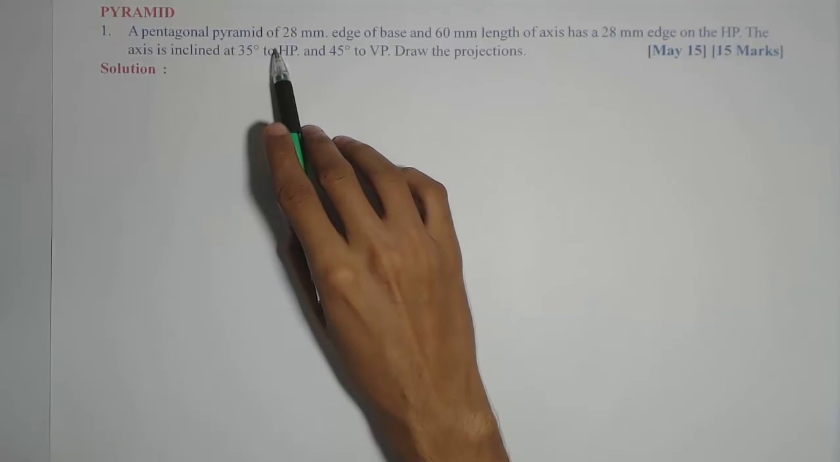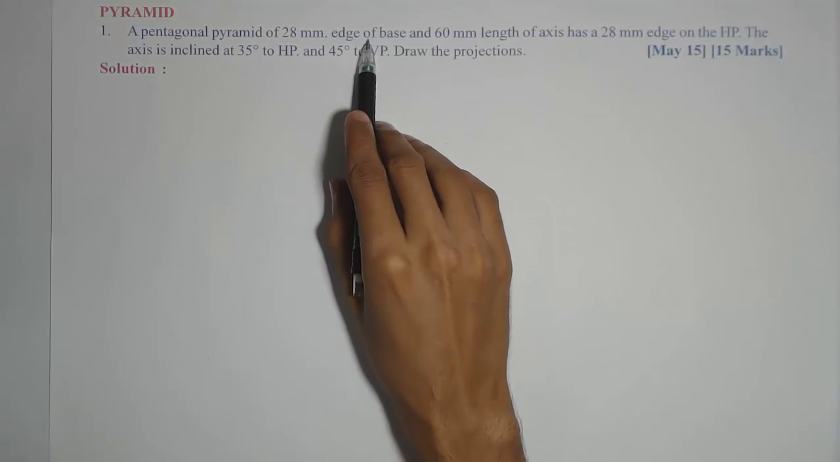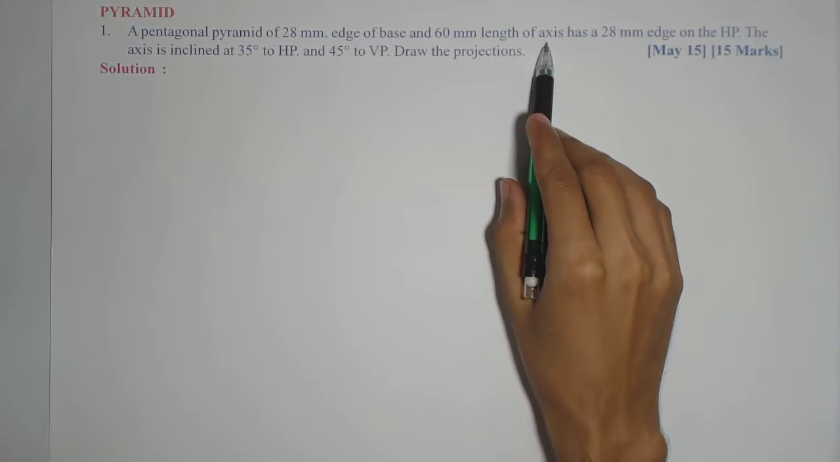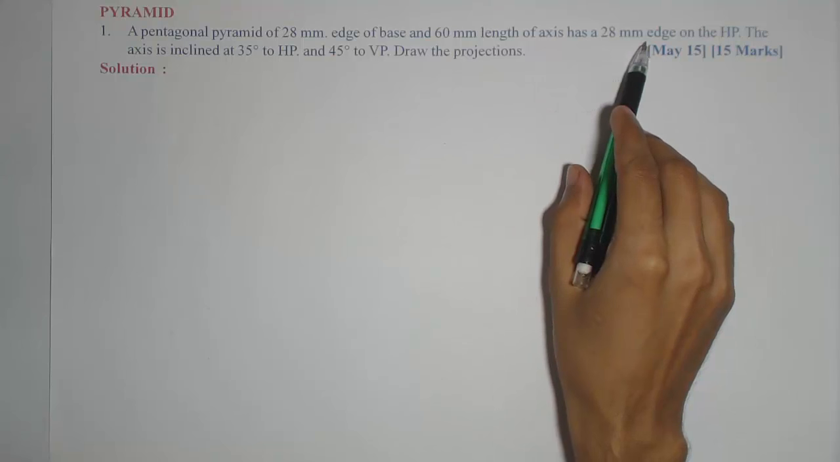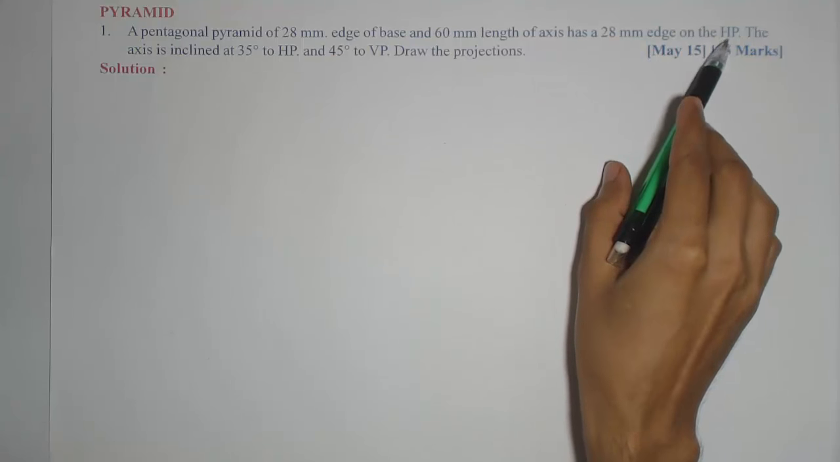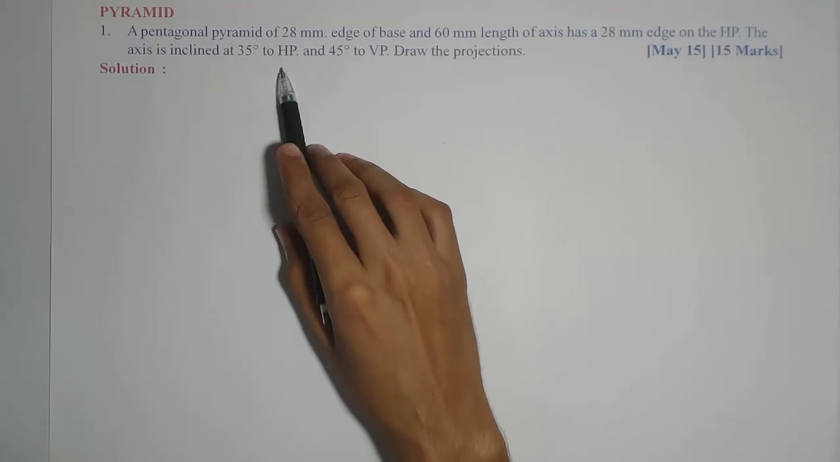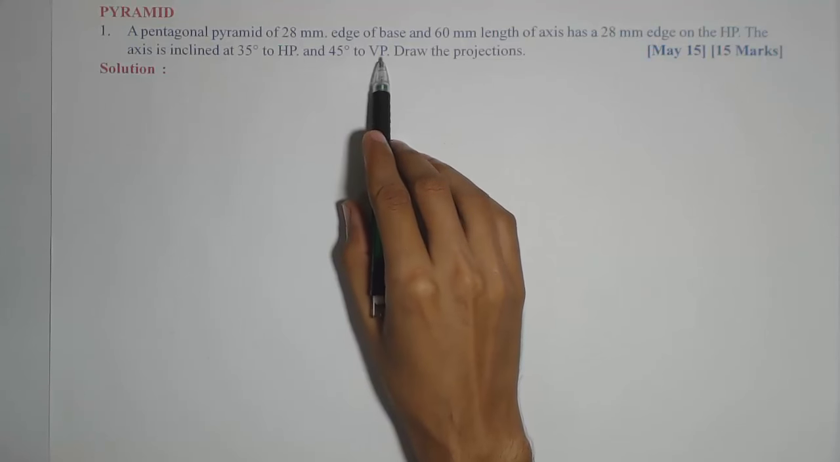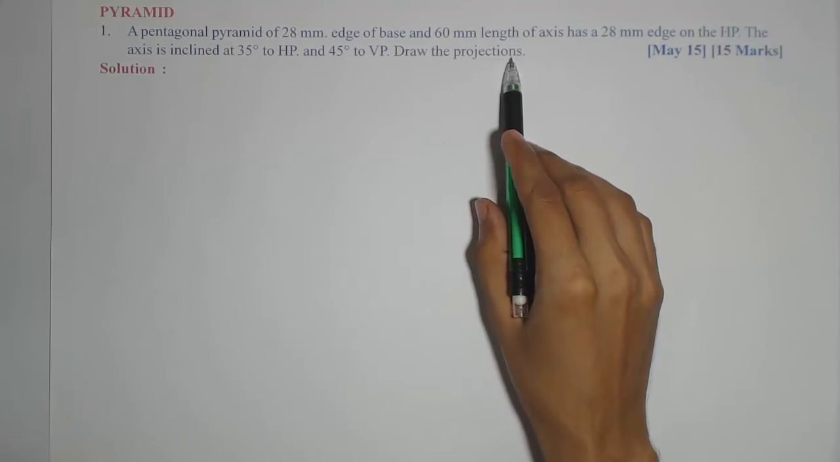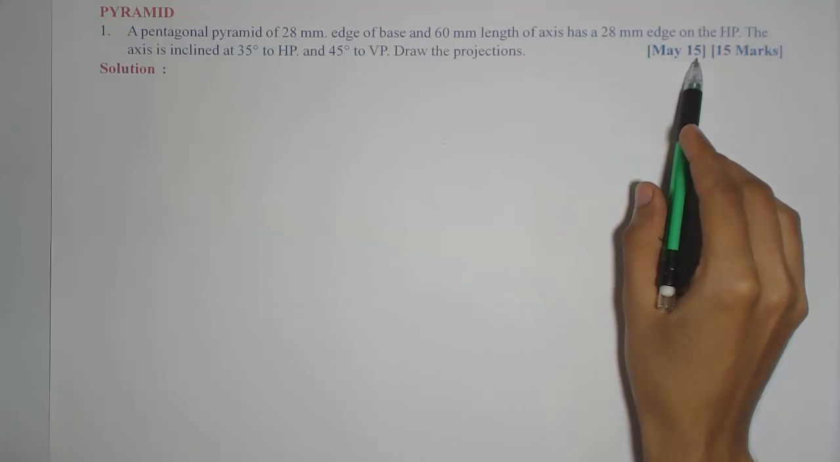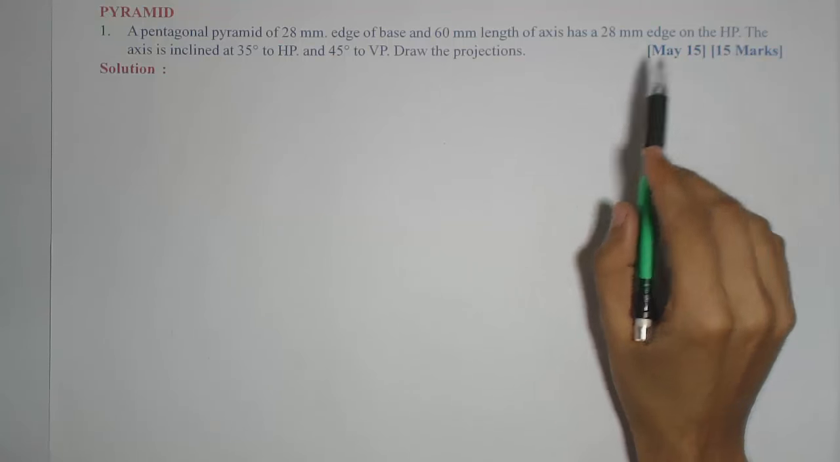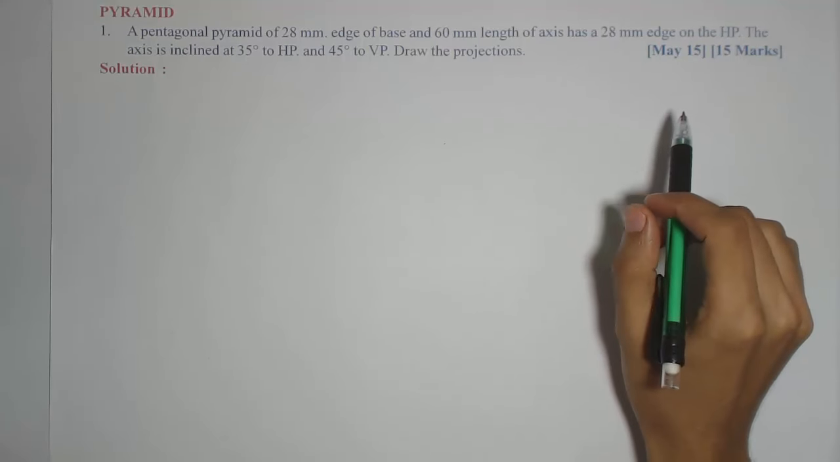A pentagonal pyramid of 28 mm edge of base and 60 mm length of axis has a 28 mm edge on the HP. The axis is inclined at 35 degree to the HP and 45 degree to the VP. Draw the projections. This question was asked in May 15 for 15 marks since it is a 3 stage problem.